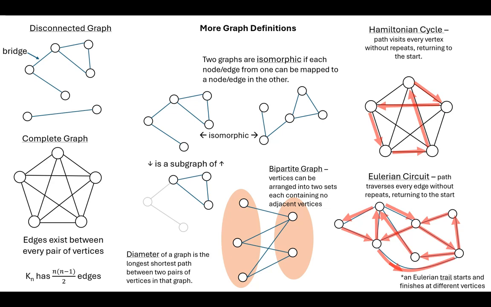Finally, we define the diameter of the graph as the longest, shortest path between two vertices in a graph. That is, for each pair of vertices, find the shortest path between them and add it to a list. Then choose the longest one from that list. Again, never seen in an algo exam, but you never know.